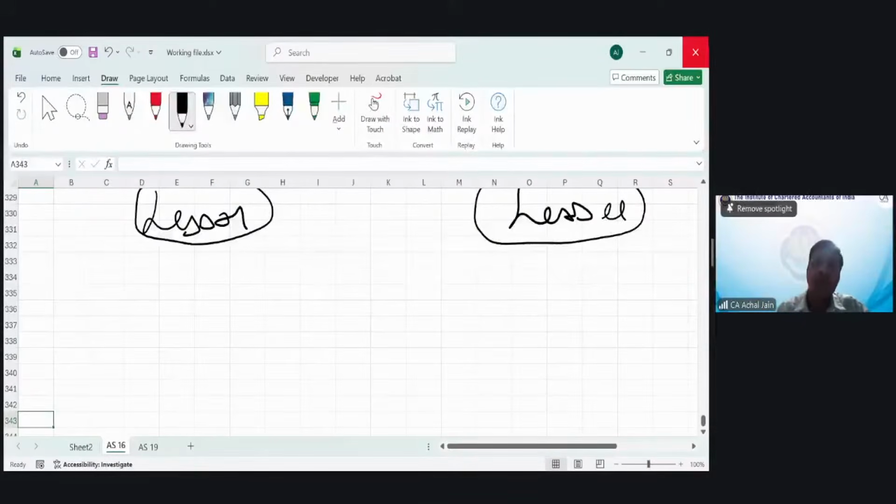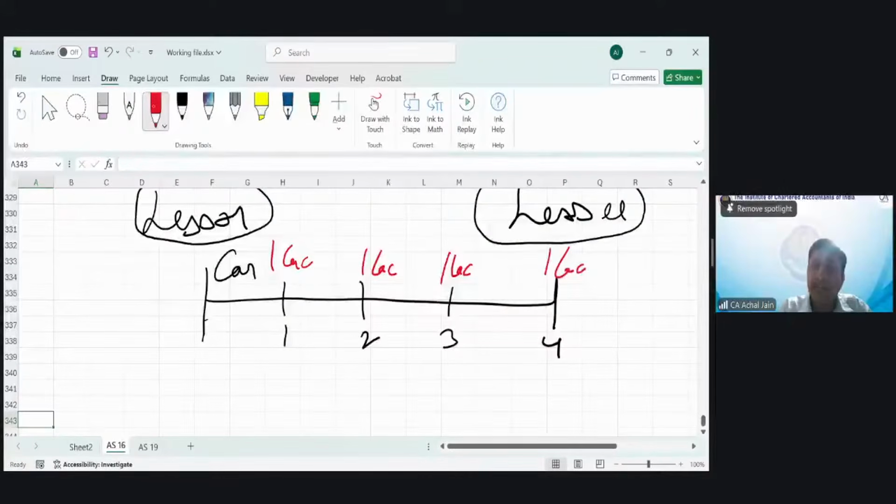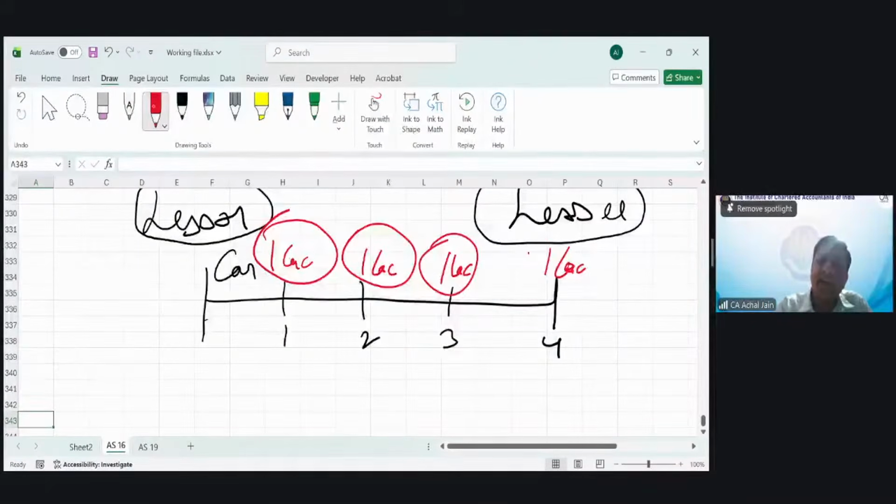Okay. So now in the books of lessee, in the books of lessor, what will happen? Say there's a lease arrangement for car, once again for a period of say 4 years. Each year 1 lakh is required to be paid by lessee to lessor. Let's suppose this is the arrangement. Okay. So what is the lease payment? 1 lakh at the end of each year.